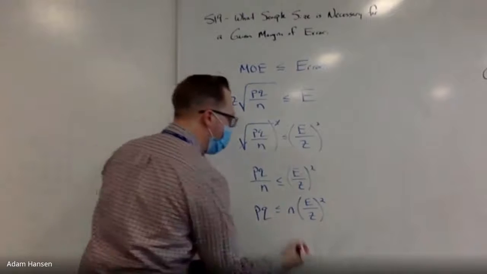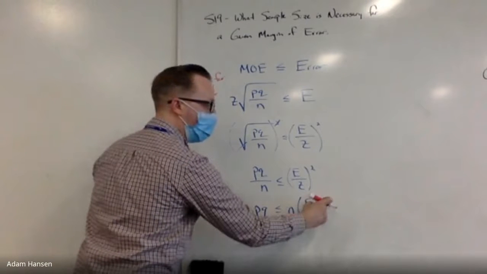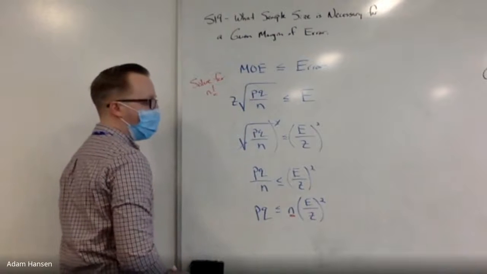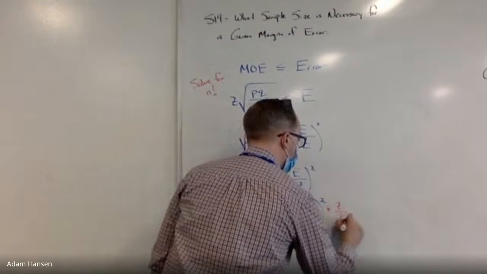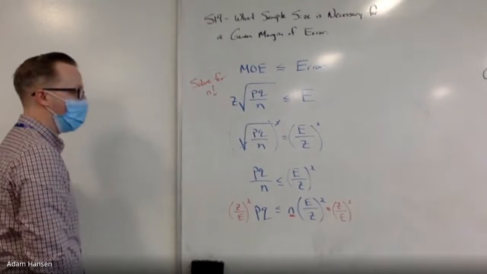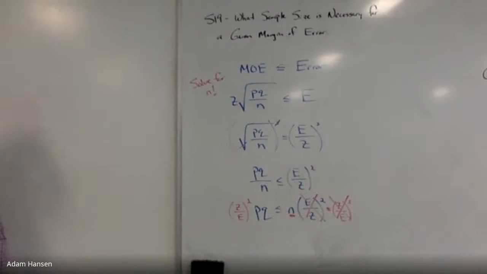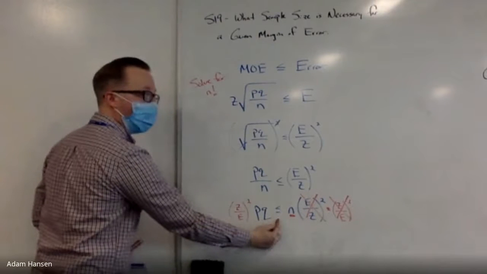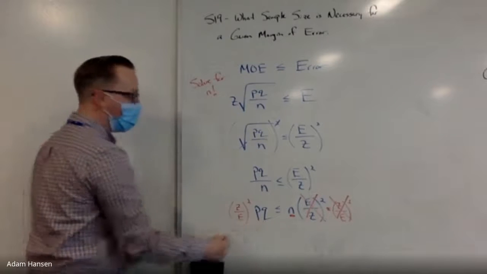Trying to solve for this n here on the right side. N is being multiplied by this part of our expression, e over z quantity squared. Let's multiply each side by the reciprocal of this ratio. Instead of e over z, the reciprocal is z over e. I'm multiplying these two together. Cancels out. And here is our expression for the sample size necessary for a given confidence interval. Our sample size n is greater than or equal to, I'm going to read this backwards from right to left rather than left to right. Our sample size n is greater than or equal to p times q times quantity z over e squared.